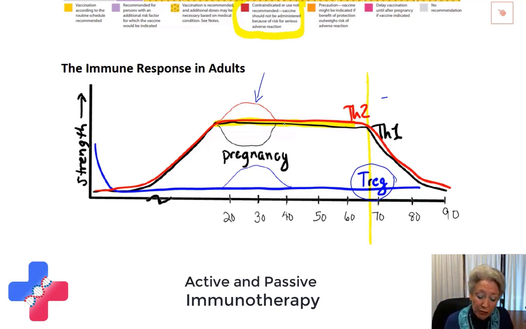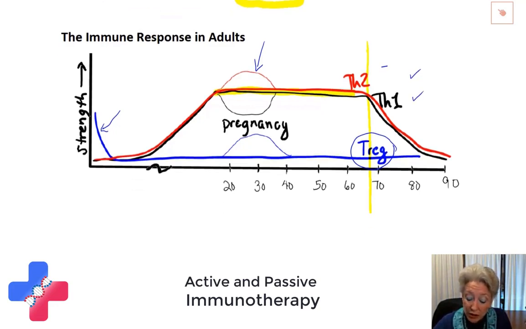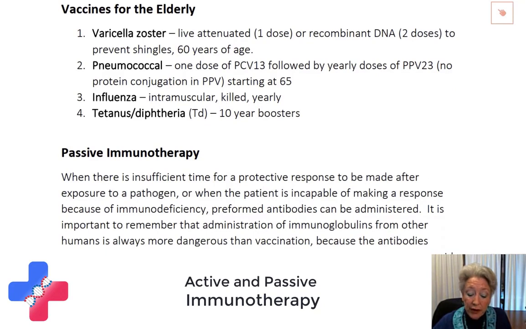Okay? And we talked before about the fact that children start out with a generally tolerant view of their environment, which then falls down to the adult level, which stays more or less at a low level as long as T helper 1s and 2s are doing their job to protect against infection. The vaccines for the elderly listed here, we have the varicella zoster vaccine, a live attenuated vaccine, or one that's made by recombinant DNA.